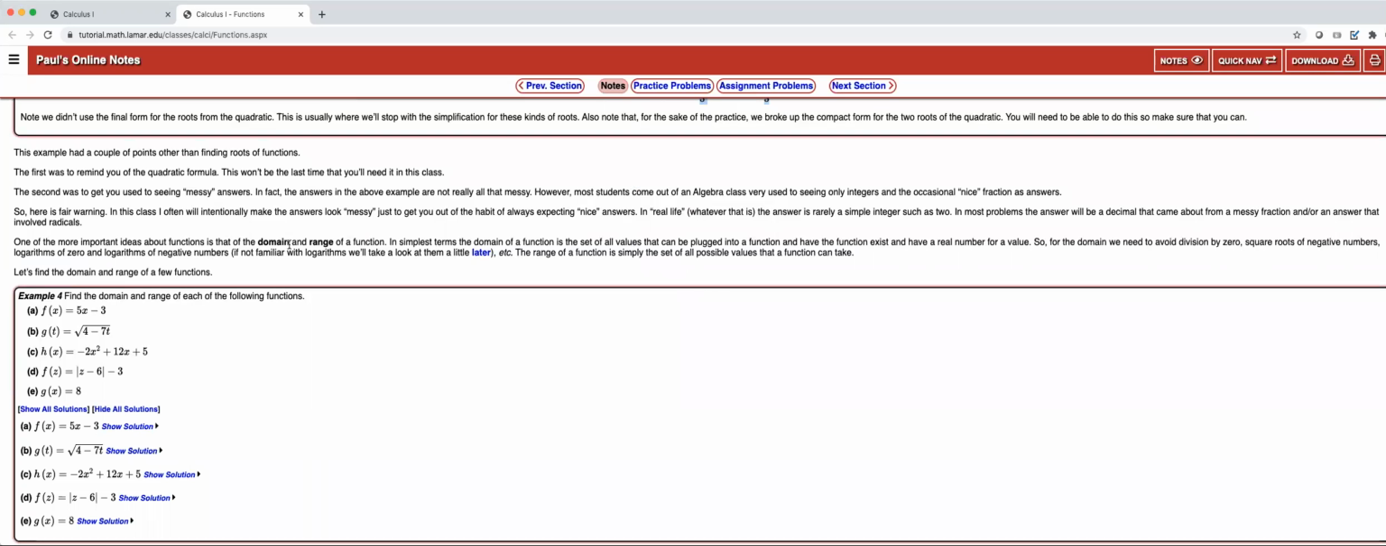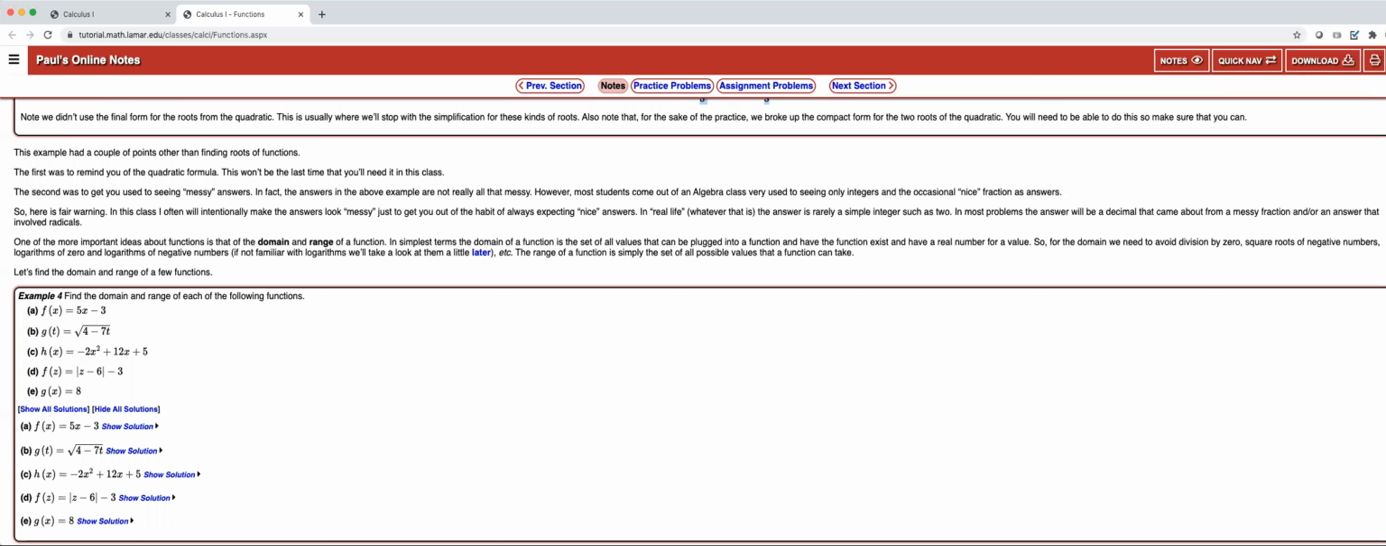Then they talked about things like domain and range. Now, domain and range, to be honest, I didn't recall knowing this. Domain is just the set of inputs that you put into a function. Think of your x's. What are the possible x's that I can put into a function? And the range is the set of resulting values. Think of the y's, the results you get if you put in a particular domain.